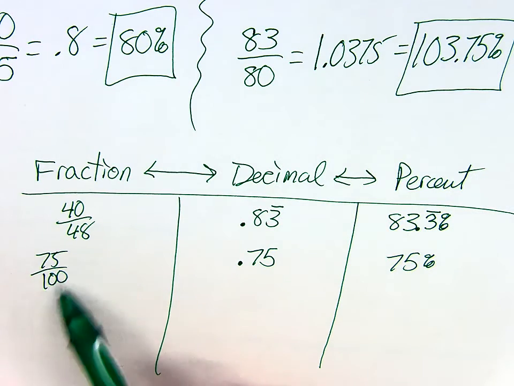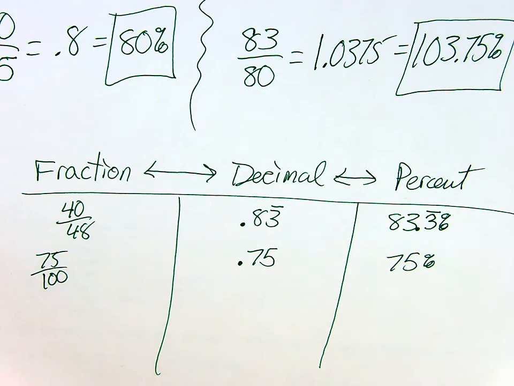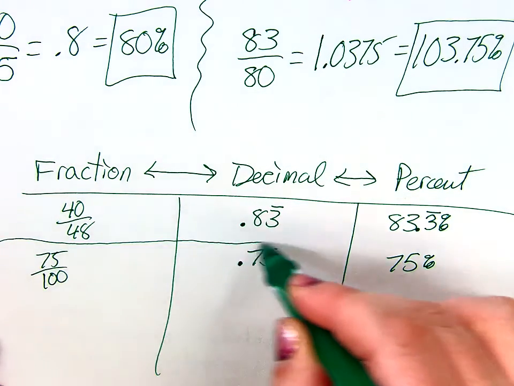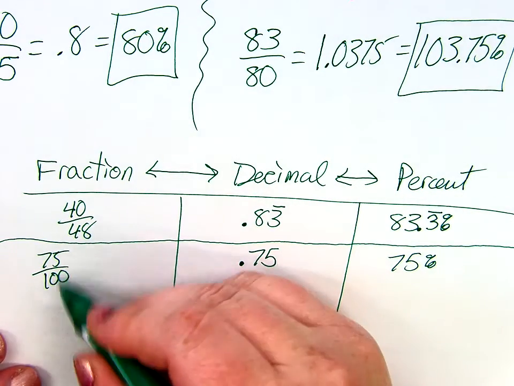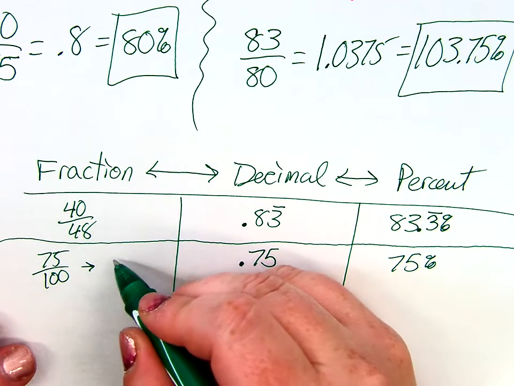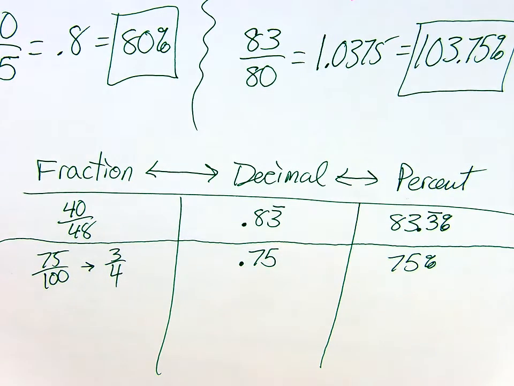But what don't I like about this fraction? You tell me. What's the matter with that fraction? You got to reduce it. Yeah, that's all. So I can reduce by 25 and get 3/4.